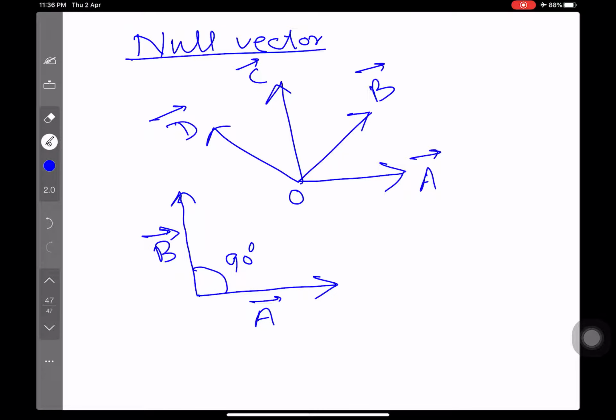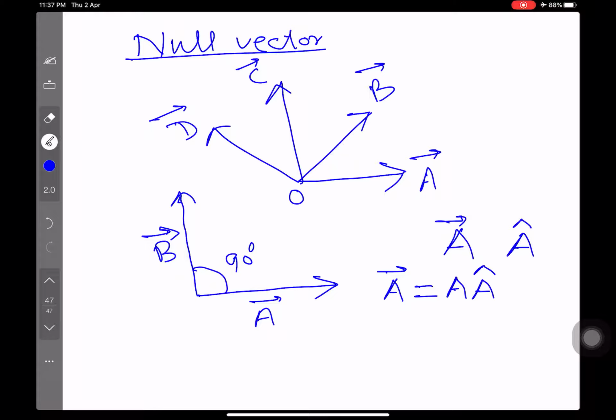Then we have unit vector. A vector which has magnitude equal to 1 is known as a unit vector. So remember, a vector of unit magnitude is known as a unit vector. And a unit vector in the direction of vector A is denoted by A cap. It is read as cap A, hat A, or caret A. And the magnitude of this is 1, |A cap| = 1. And any vector A can be written as the product of the magnitude of vector A and a unit vector in the direction of A. That is, vector A equals |A| A cap.